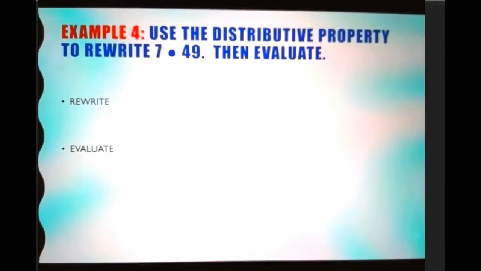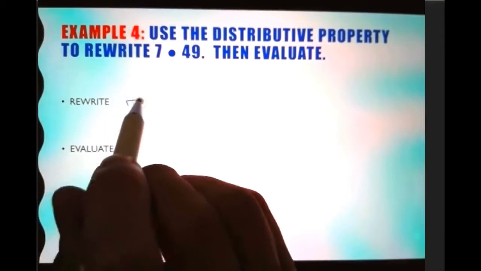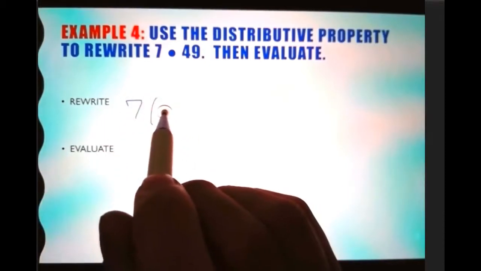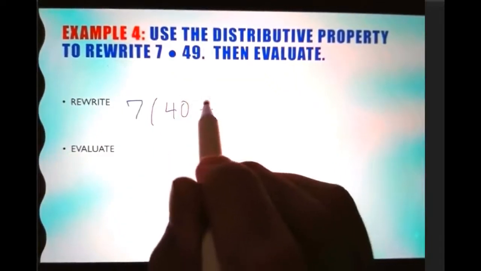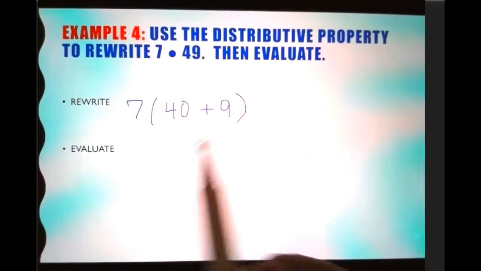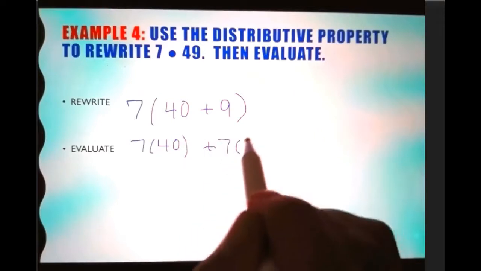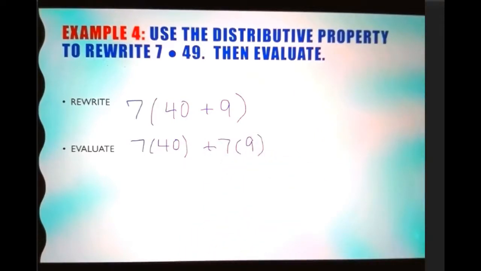We just did one. Anybody want to volunteer to rewrite the next one using our trick we just did? And I think they got it already. What would I do to make it simpler? Go ahead, Zoe. What do you think? Perfect. Then you distribute, so you get 7 times 40 and 7 times 9.